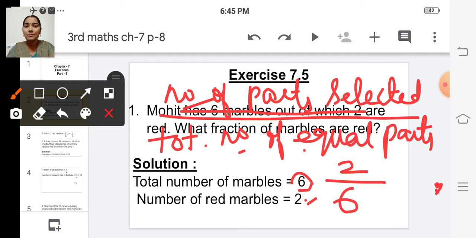And we have to simplify, isn't it? We have to reduce this term to lowest term. So after simplifying, 2 ones are 2 and 3 twos are 6. So the fraction is 1 by 3. 2 by 6 or 1 by 3.